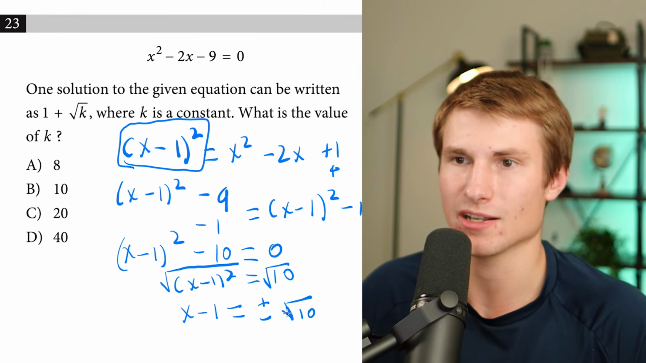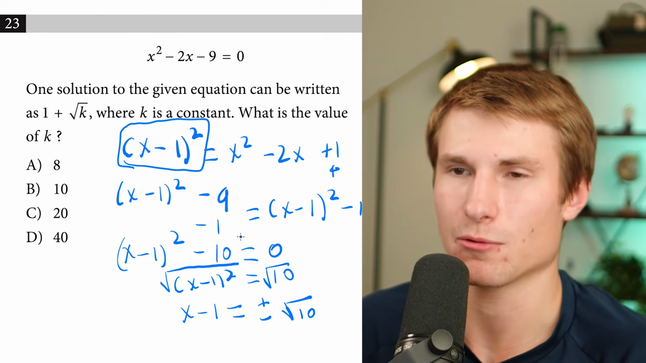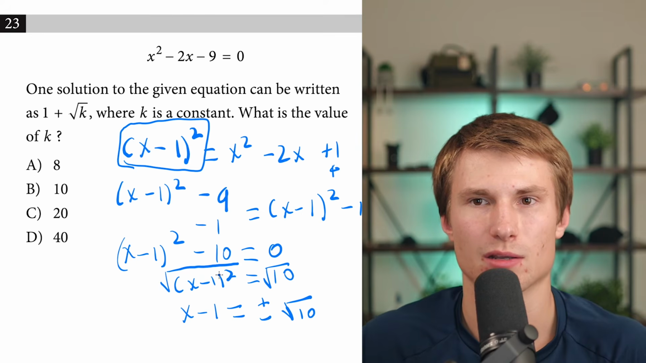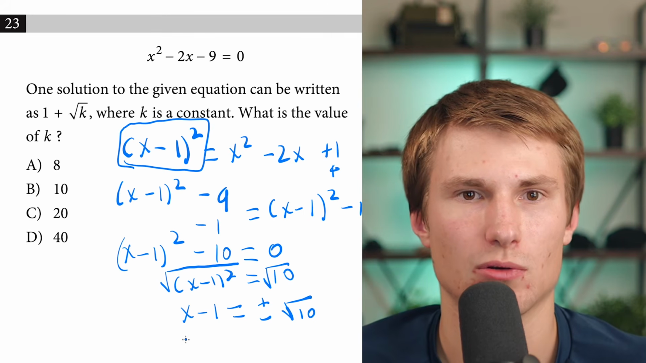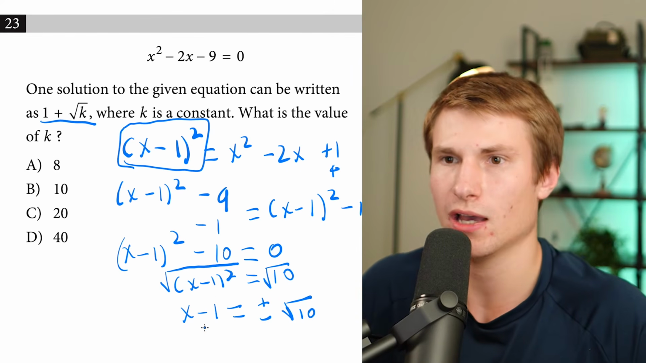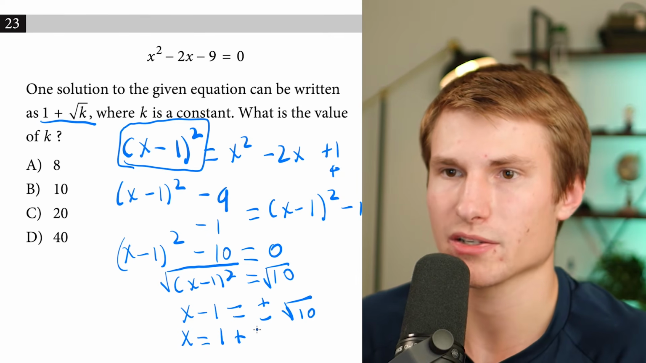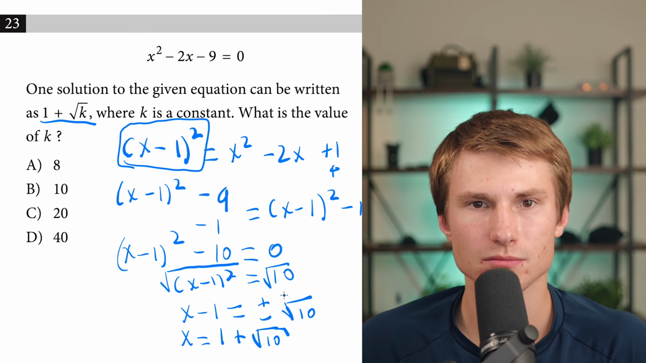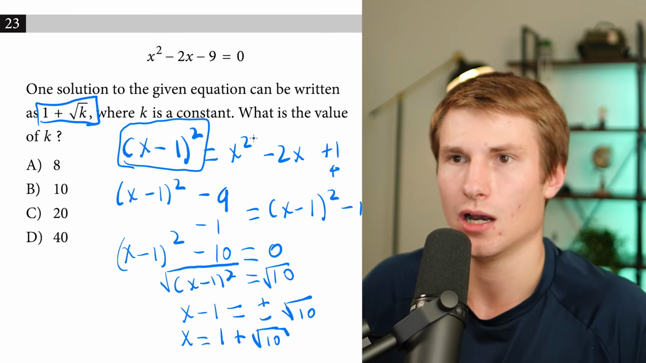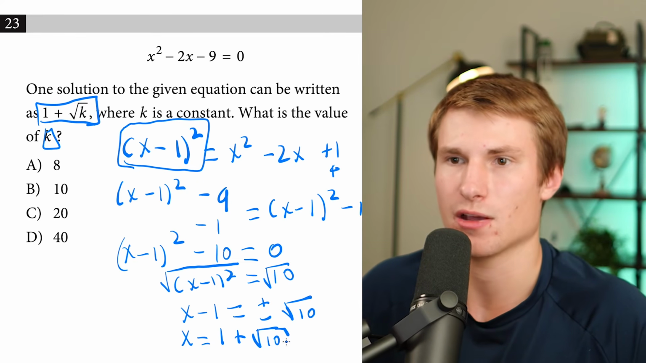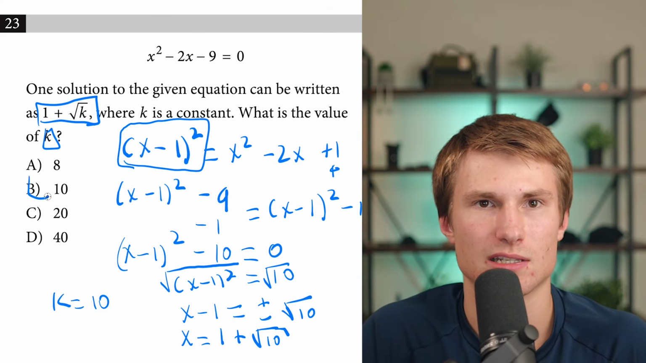The reason it's plus or minus root 10 is that when you take the square root of x minus 1 squared, since it's getting squared, it can be positive or negative. So you have to account for that with the plus or minus root 10. From here, it looks like we need to get to 1 plus root k. So to do that, we add 1 to each side and get x equals 1 plus root 10. You could also have minus root 10, but in this case you can't, because you have to have that 1 plus root k. What is the value of k? We see the value of k would have to be 10. So k would have to equal 10. This is a pretty difficult SAT math problem.